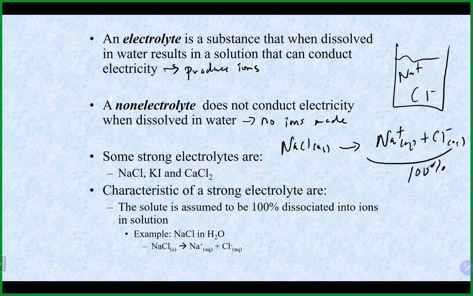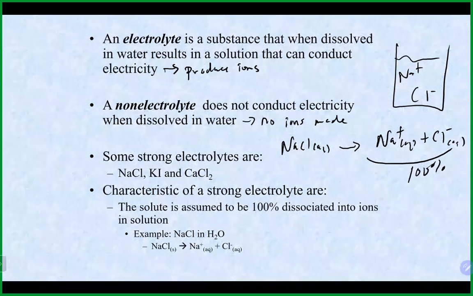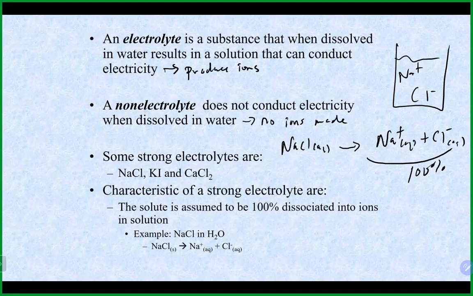Because they completely dissociate into ions, they create a lot of ions in that solution, which means they conduct electricity really, really well. For example, a common experiment is to take a light bulb that has some electrodes hooked up to it. You could put the electrode part into that solution, the light bulb would turn on, and it would be very, very bright because it's able to conduct electricity really well.